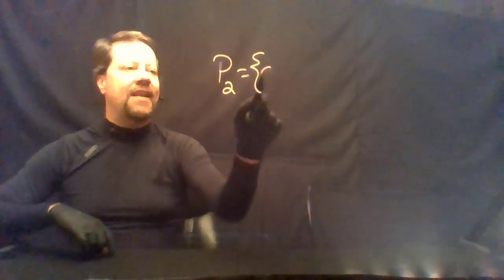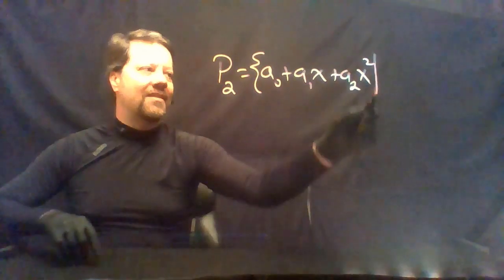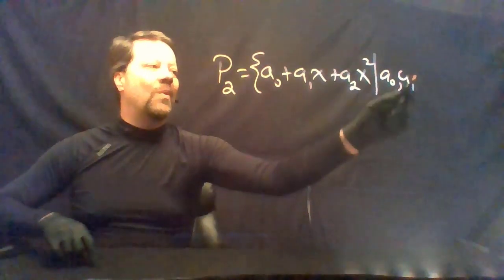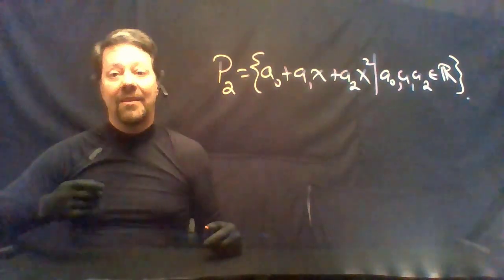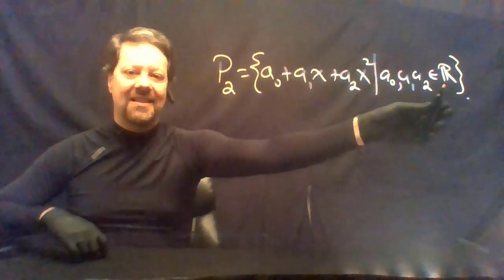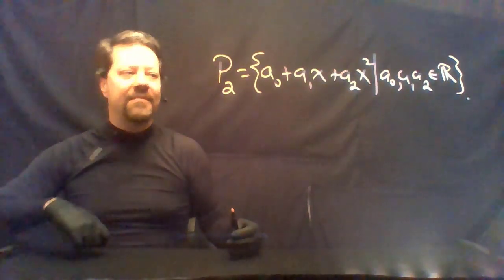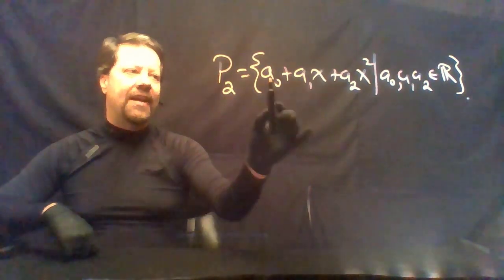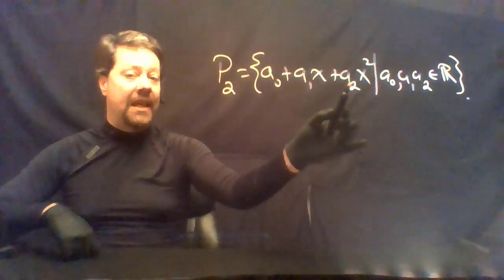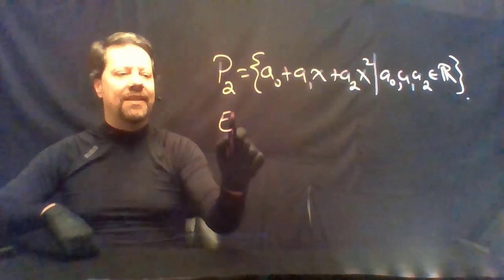We can, for instance, define P2 to be the set of all a0 plus a1x plus a2x squared such that a0, a1, and a2 are all real numbers. If we want, we can extend the set of real numbers to the set of complex numbers, or we could even use other fields. One thing to point out, polynomials of degree 2 or less have 1, 2, 3 independent constants. Let me give you an example.